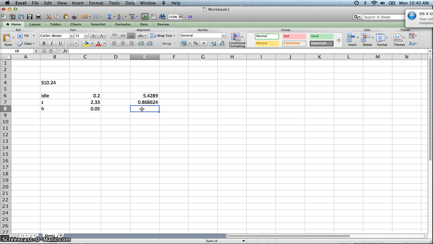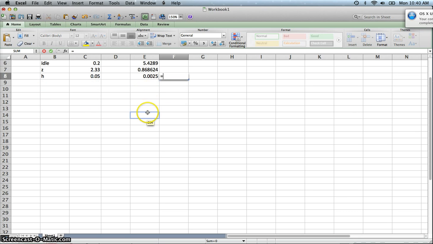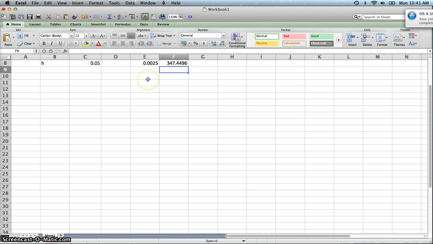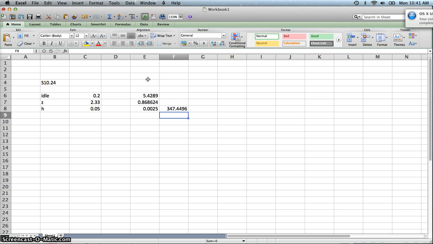The bottom part is, I guess we could probably do this in the final, but it's squared h. So let's go ahead and do that. I'm going to square the h. And now if I simply take this and divide it by this, what it tells me is that I need to do 347, 348 observations.